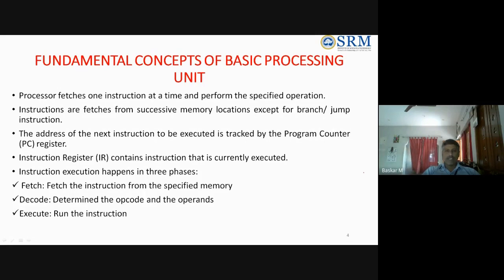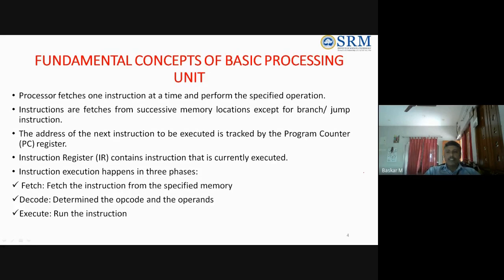Except for a branch or jump instruction. If it is an ordinary instruction, it is going to fetch the instruction from the successive memory location. Where the instructions are going to be fetched from, and which address, is decided by the program counter. The address of the next instruction to be executed is tracked by the program counter, so that instruction at that address is executed by the processor next. Once the current instruction is executed, the address pointed to by the program counter is loaded onto the instruction register.